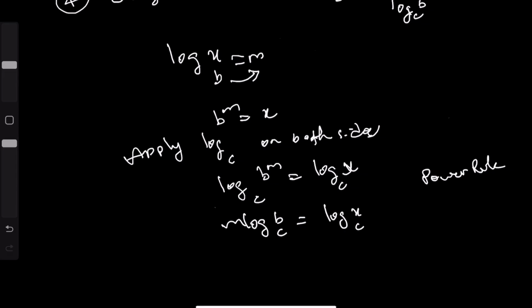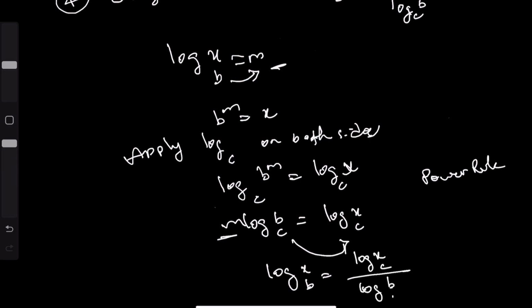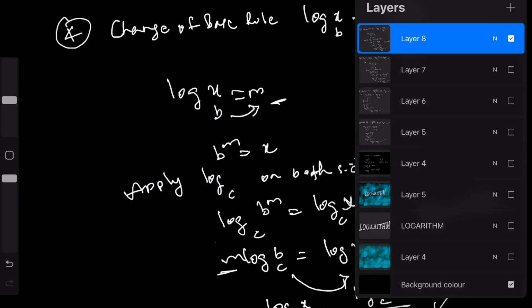Let's send log b to the other side. M, that is log x to the base b, equals log x to the base c by log b to the base c. So this is also proved. Let's see the next rule, the zero rule.